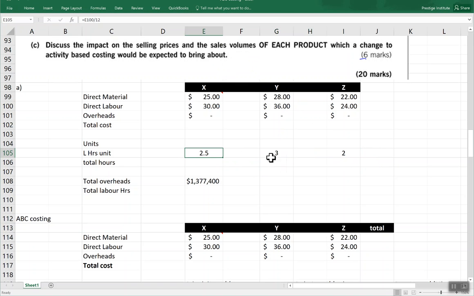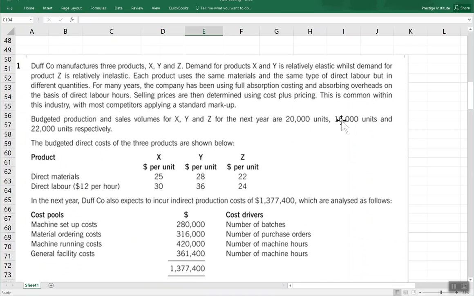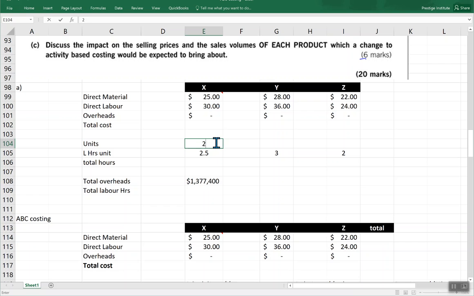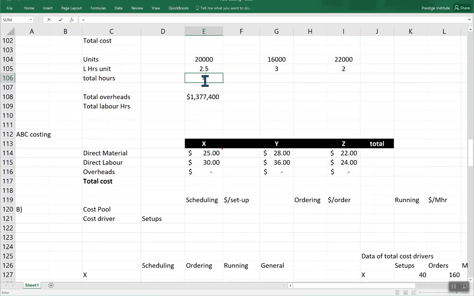So we have 2.5 hours here, 3 hours here, and 12 hours here. I just took labor cost per unit divided by labor cost per hour. It gives me hours per unit. Now I'm going to take total units, which are budgeted 20,000, 16,000, 22,000. So now taking the hours per unit multiplied by total units, it will give us total hours. And we are going to do this for all three of the units.